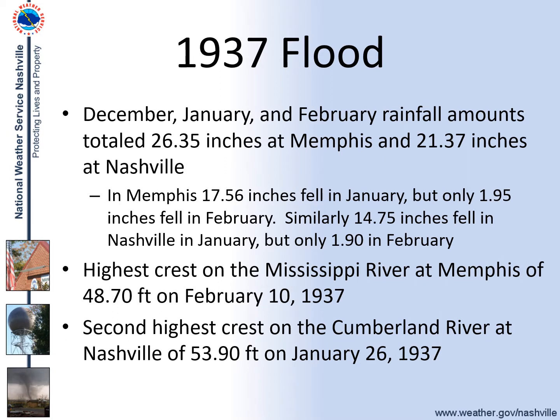The rain that caused the 1937 flood was similar in that it had a persistent above normal rainfall, especially in January, and the runoff just built up into the river system.